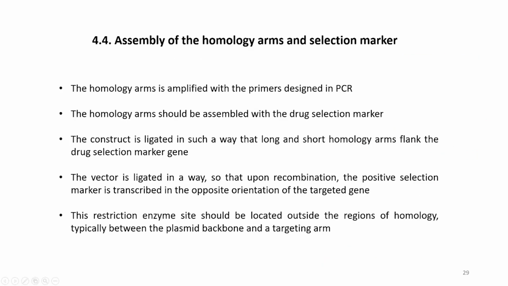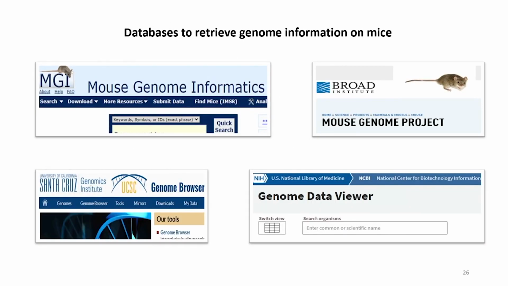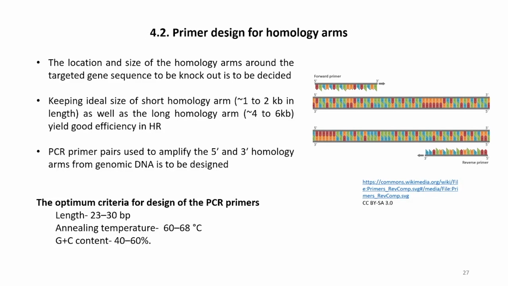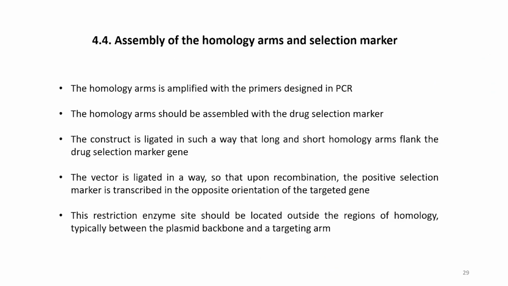protocol. So, once the PCR primer is designed based on the retrieved genomic DNA and for the homology arms designing, and then the genomic DNA is isolated, we go on to the next step of assembly of the homology arms and the selection marker. The homology arm is amplified with the primers designed for the PCR reaction, and they should be assembled with the drug selection marker.